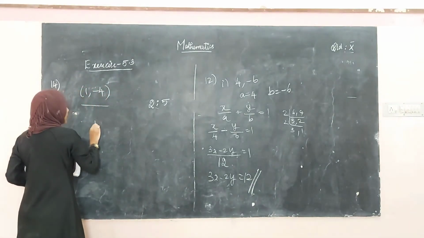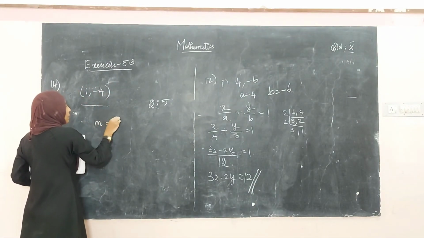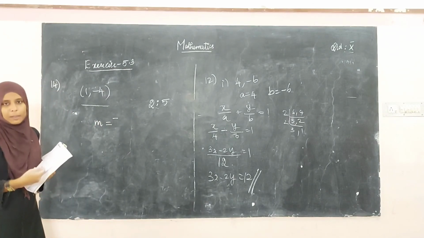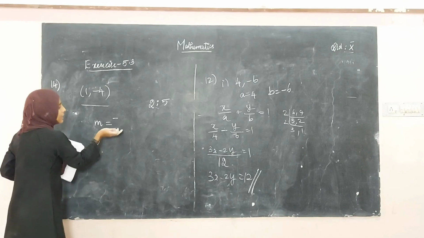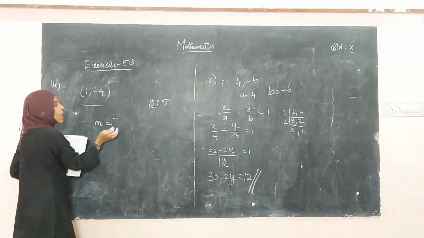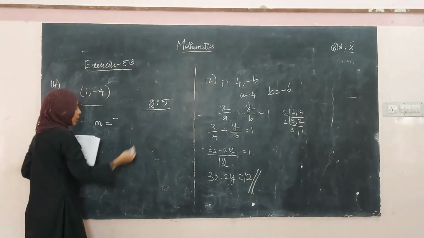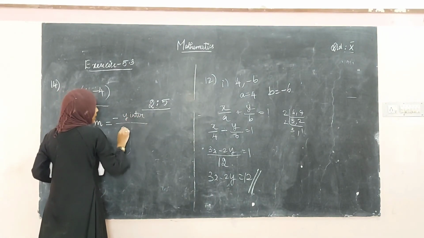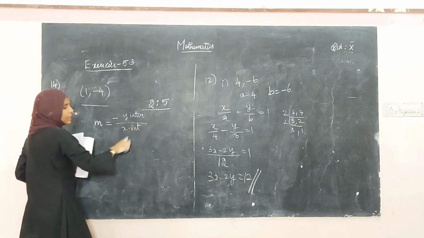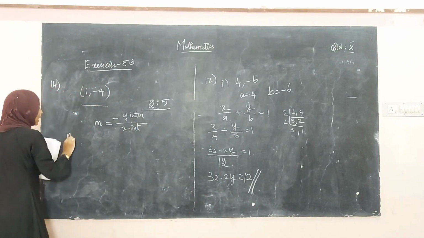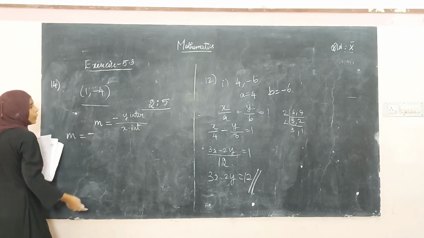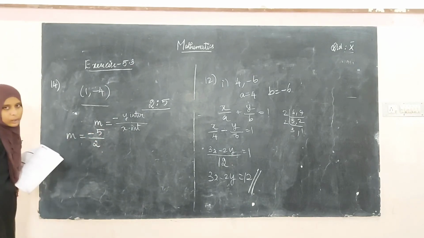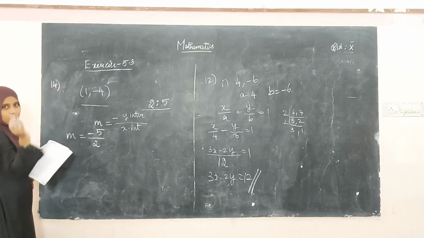So, m is equal to minus, this is another formula. We have seen how to find the slope from an equation and from two points. This is another way of finding the slope. That is, how to find it using intercepts: minus y intercept divided by x intercept. This is the formula, so use that formula. m equal to minus of y intercept is 5 and x intercept is 2. So, we found the slope here and we are having one point.